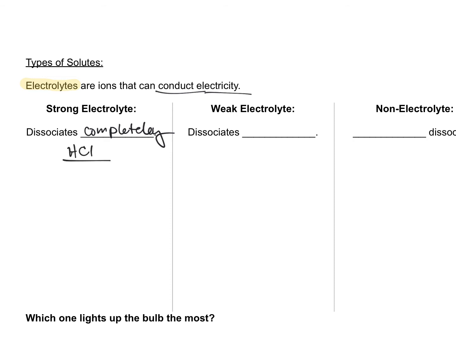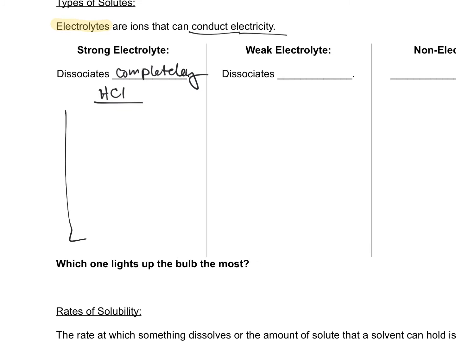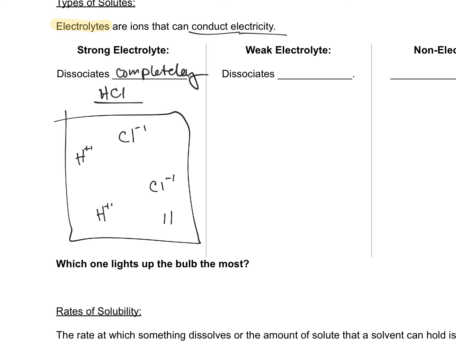It can dissociate completely, which means in a solution, so here's going to be my crappily drawn beaker, every single molecule will dissociate into its ions. So every single HCl will split apart to be H plus and Cl minus. So all of those molecules will split. 100% dissociation, which means there's lots of positives and negatives for electricity to flow through, and it will light up a light bulb really, really bright.